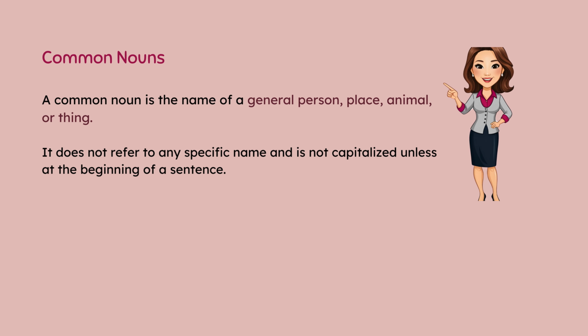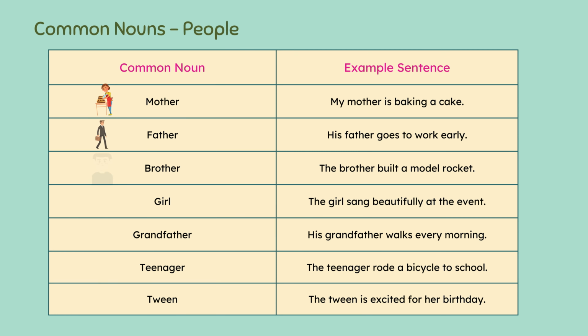Let's look at the first type, common nouns. Common nouns are the names of general people, places, animals, or things. They do not name any one person, place, or thing in particular. Common nouns are not capitalized unless they come at the beginning of a sentence. Now, let's look at some examples of common nouns that refer to people.